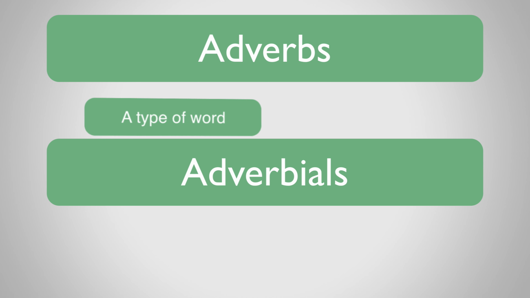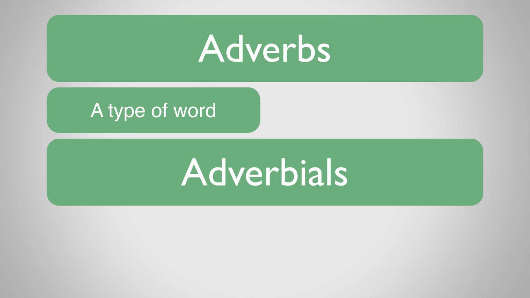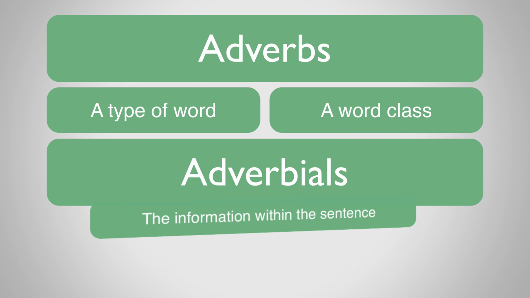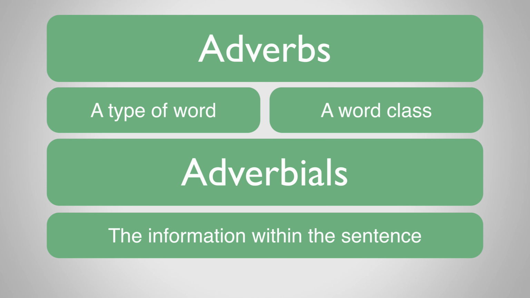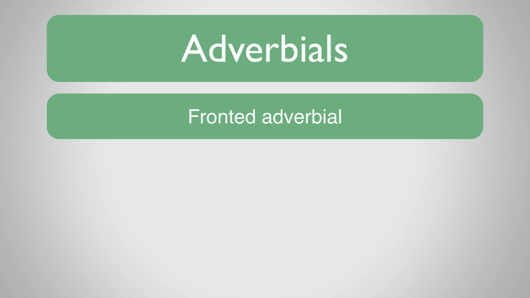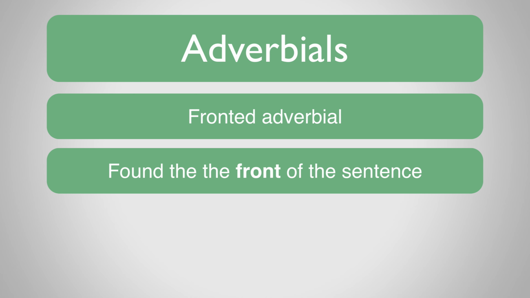Well, an adverb is simply a type of word, like an adjective, verb, or noun. These are called word classes. An adverbial, however, is the information in the sentence that tells us how, when, or where the action is taking place. In this lesson, we'll explore a particular type of adverbial called a fronted adverbial. This is simply an adverbial that has been moved to the front of the sentence.